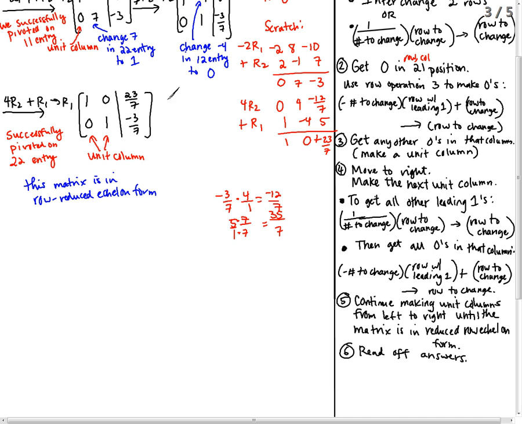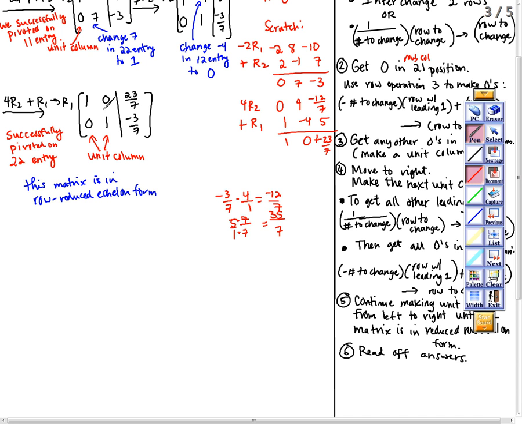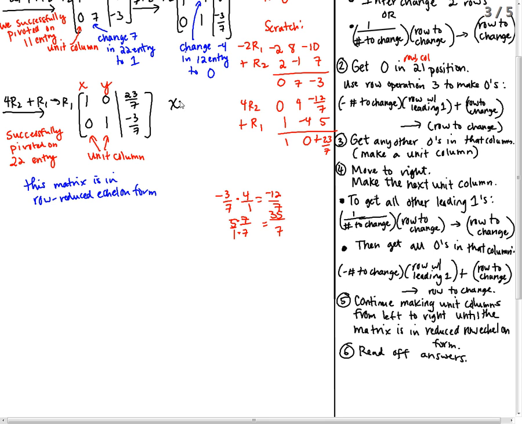So my answers are, remember that this was the x column, this was the y column. So my answers are x equals 23 over 7 and y equals negative 3 over 7. There you go. Isn't that fun?